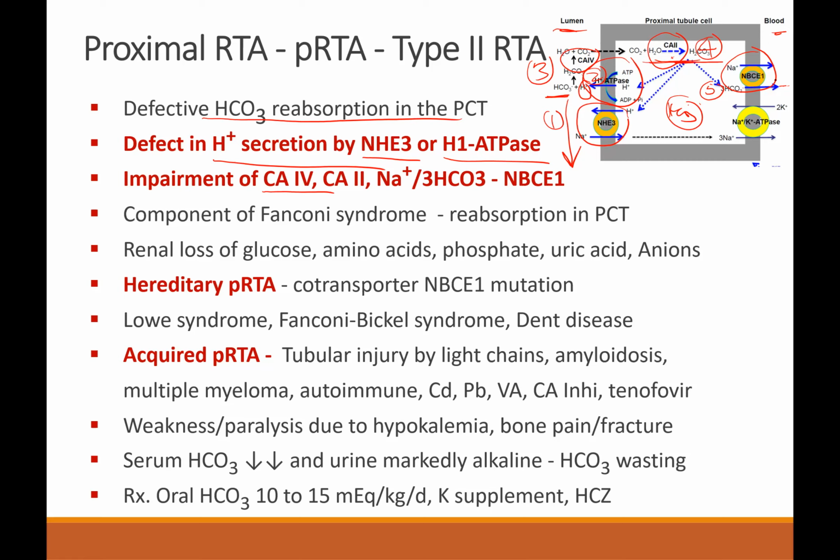Okay? Sometimes what will happen is this proximal tubule is very important to reabsorb all our important nutrients like glucose, amino acids, phosphate, anions, and uric acid. All absorptions are occurring in the proximal tubule. And there is a syndrome called Fanconi syndrome in which the resorptive mechanisms of the proximal tubule are all damaged together. Along with that, this RTA also can be one part of it. So type 2 RTA can be one of the components of the Fanconi, or it can occur de novo without the other components of Fanconi syndrome.